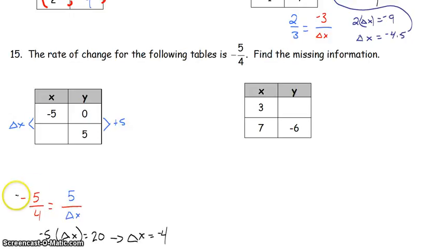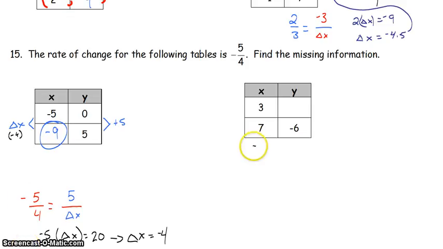In the first one, I made my 5 negative. Anytime you have a negative in front, that means either your numerator is negative or your denominator is negative, not both. So in this case, I made the numerator negative. I would always make the numerator negative just to be consistent, but it's not wrong if you make the denominator negative instead, but just not both. Cross multiply, and we find that our change in x is -4. So if this was a -4, it means I start at -5, go 4 more negative, and we wind up at -9. And that would be our answer here.